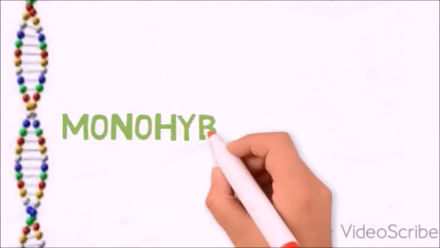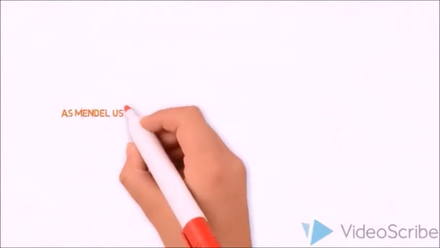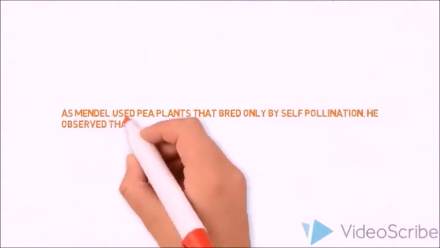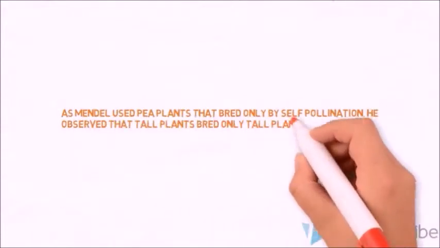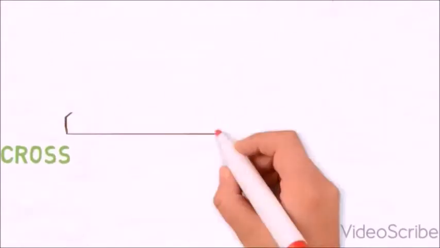Mendel's first experiment, the monohybrid cross. As Mendel used pea plants that bred only by self-pollination, he observed that tall plants bred only tall plants. So let's have a look at some of the crosses. Tall plant.